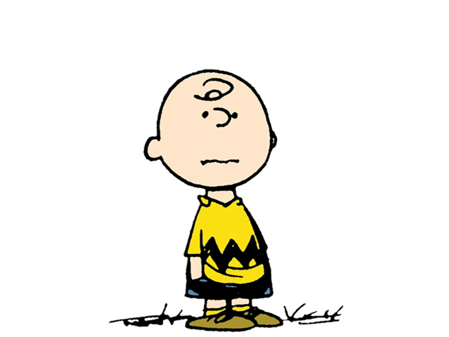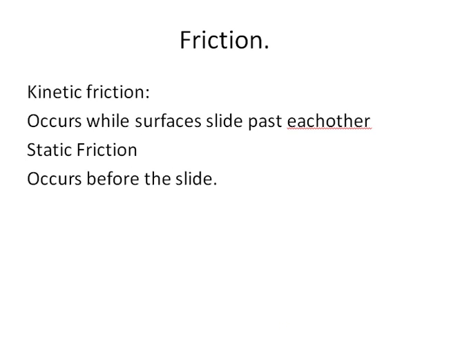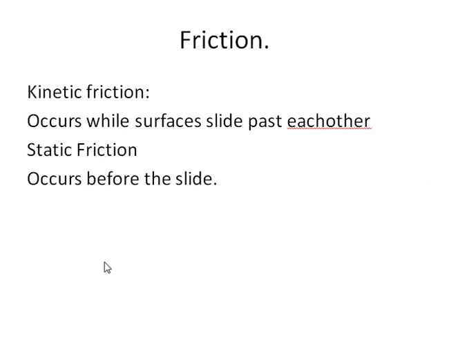Now, there is still one more thing we need to cover, Charlie Brown, and that's the coefficient of friction. Friction is caused by the amount of forces that press two surfaces together, and the characteristics of those two surfaces. And when you think about that, that makes sense. Because you have a normal force, but then you also have this little mu thing. We'll get into that later.